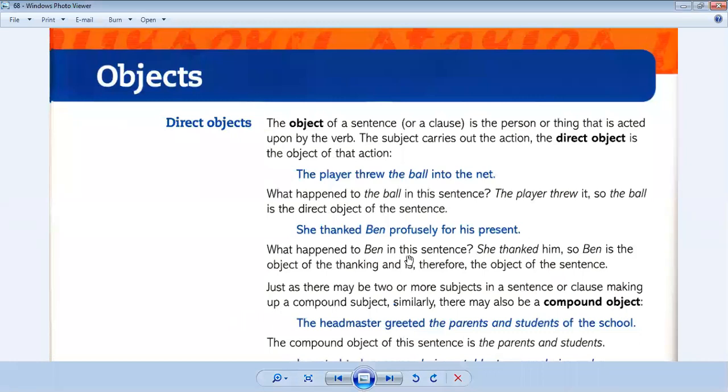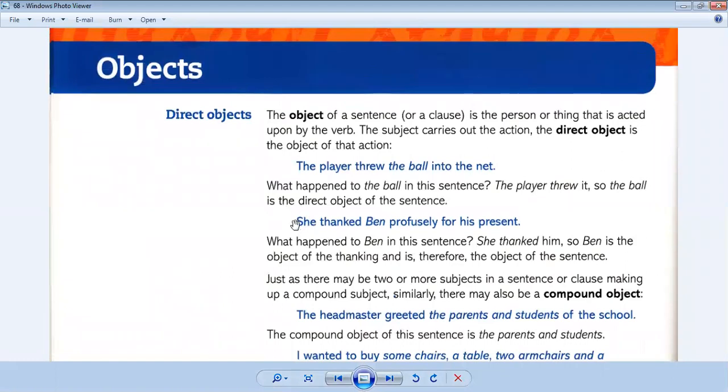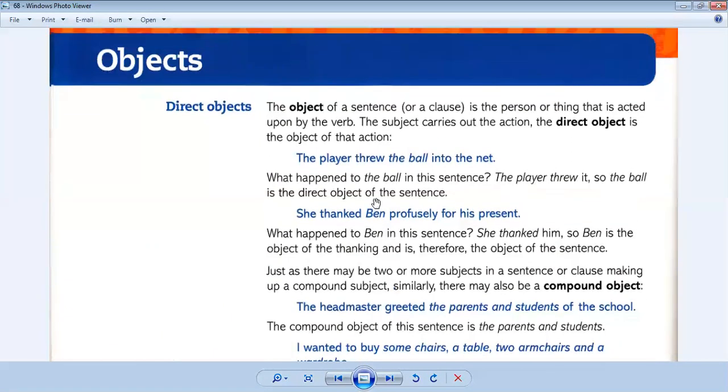What happened to Ben in this sentence? She thanked him. So Ben is the object of the thanking. So she's the doer, the subject, had the action of thanking over Ben. She thanked him. So Ben is the object of the thanking and is therefore the object of the sentence.